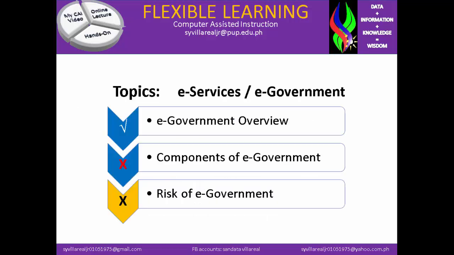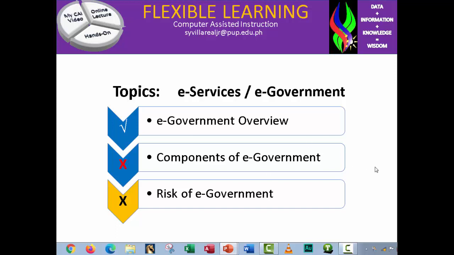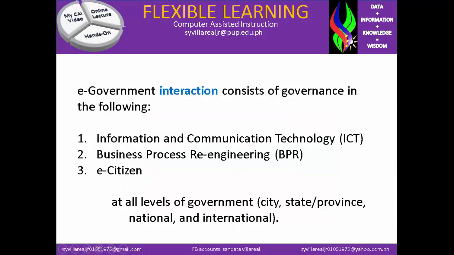Right now, let's proceed with the components of e-government. E-government interaction consists of governance in the following: information and communication technology, ICT, business process reengineering, BPR, and e-citizens, at all levels of government: city, state, province, national, and international.